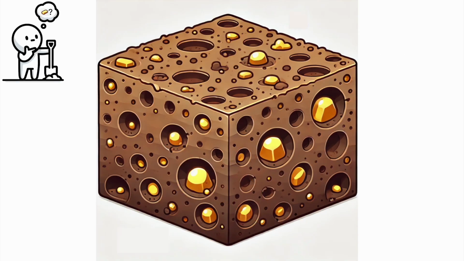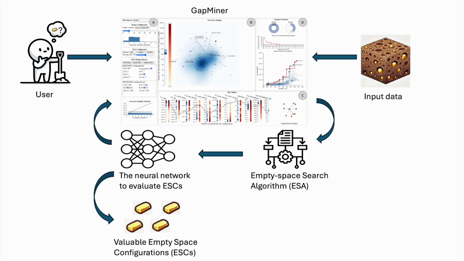However, identifying and exploring these empty spaces is challenging due to the sheer complexity of high-dimensional parameter spaces. This is where GapMiner comes in. Our system combines a novel empty space search algorithm, ESA, with human-in-the-loop visual analytics, guiding users through an AI-powered workflow that transitions from expert-driven exploration to AI-driven discovery.